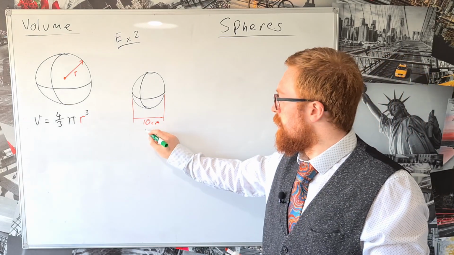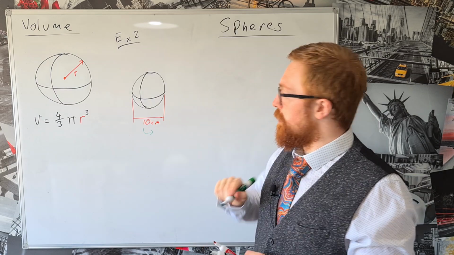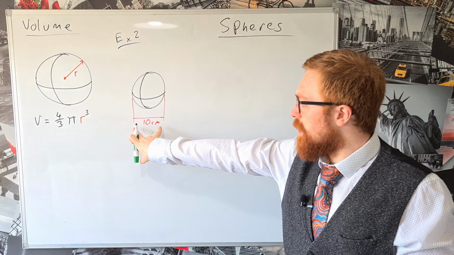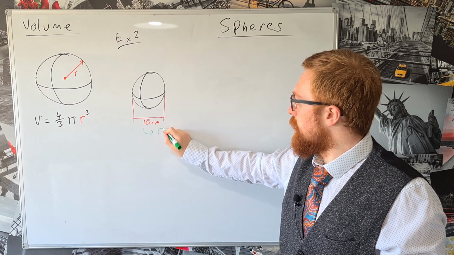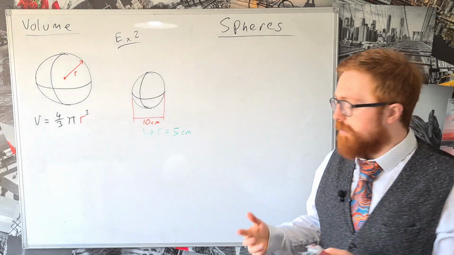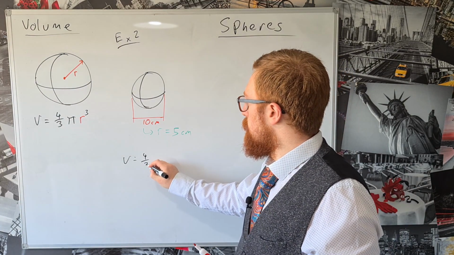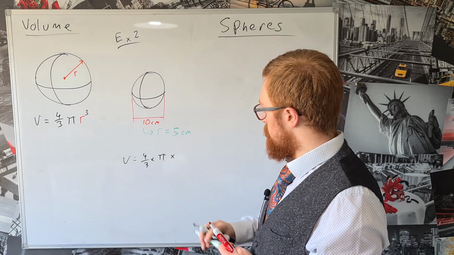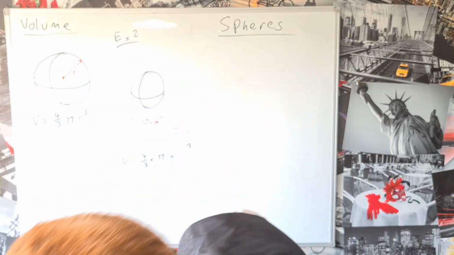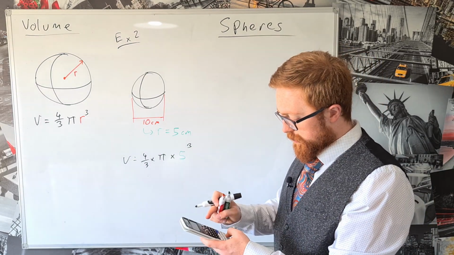So the first thing we need to do, because our formula uses the radius, is figure out what the radius is. Same as with all the circles questions, if we're told the diameter is 10, then that means the radius is equal to 5 centimetres. And at this point it reduces to exactly the same as the first example. The volume is 4/3 times pi times 5 cubed. And for this one I am just going to put it into my calculator, just to make life a little bit easier for us. So 4/3.